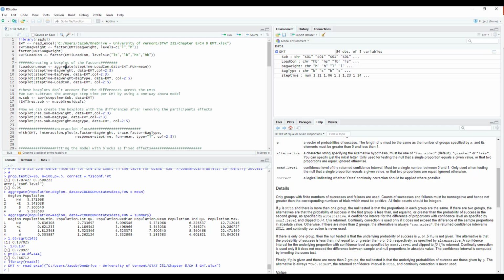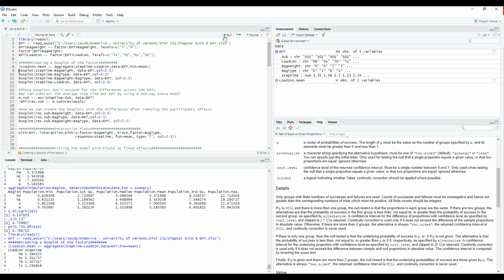So let's look at the averages for the 4 treatments. If we're looking at heavy with backpack, the average step time was about 1.6 seconds. Heavy with shoulder, about 1.3. Light with backpack was about 1.3. And light with shoulders, about 1.3 as well. So as far as the 4 different treatments, the only one that appears to be different is heavy with backpack. It seems to be a longer time in between steps in that configuration.